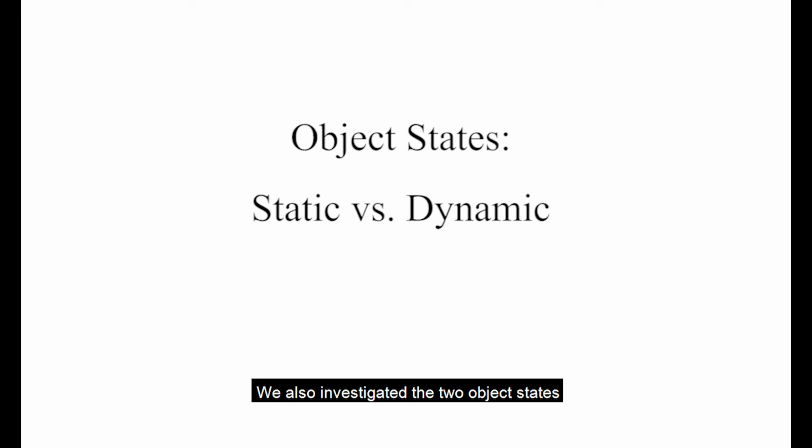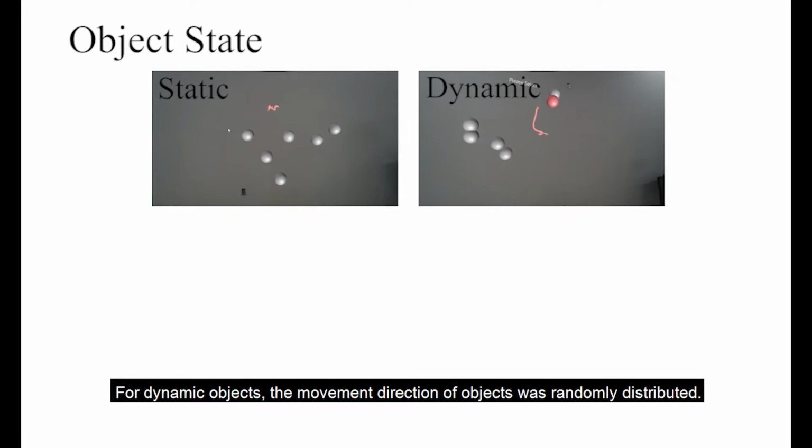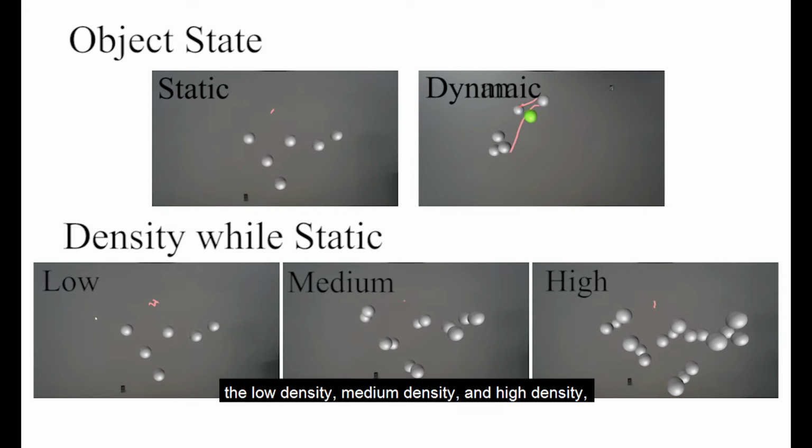We also investigated two object states: static objects and dynamic objects. For static objects, the objects will remain static. For dynamic objects, the movement direction of objects was randomly distributed. Each state contains three density conditions: low density, medium density, and high density.